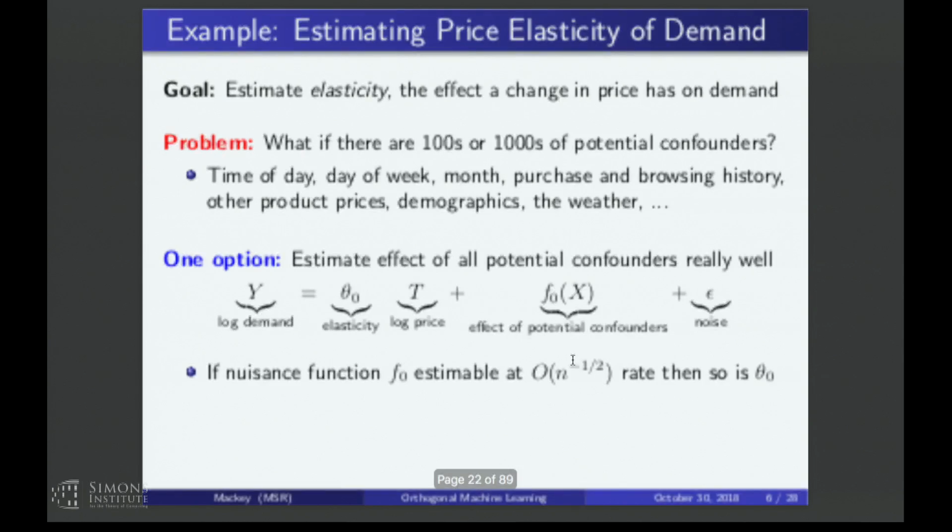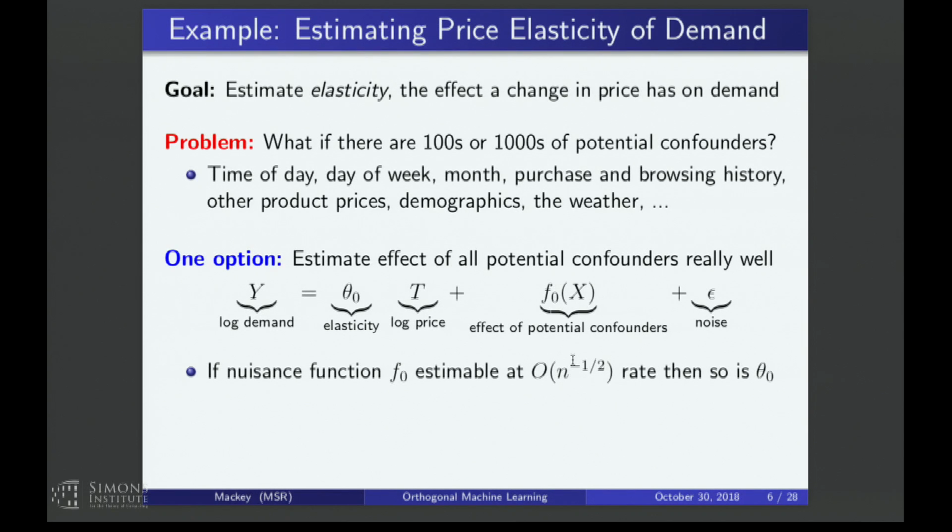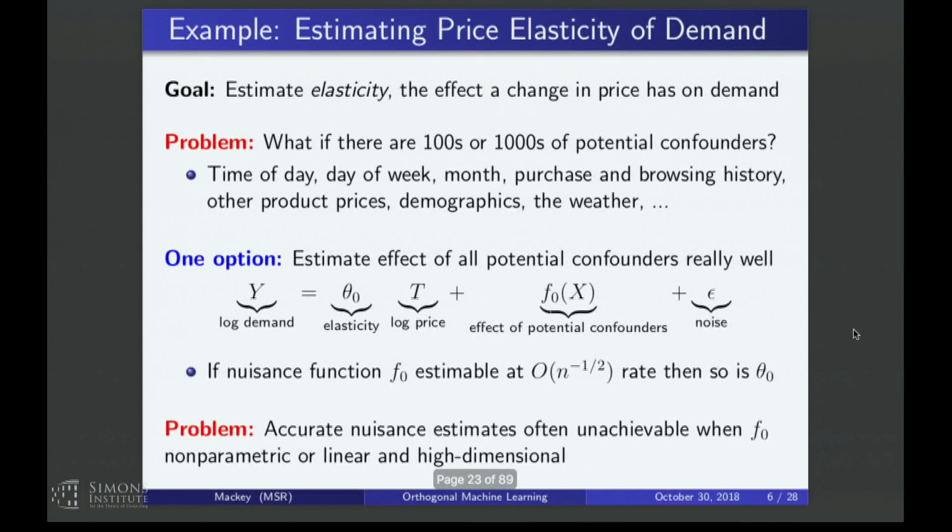What we know from standard asymptotics is that if we could estimate f0, this nuisance function, at an n to the minus 1/2 rate, then we can also get a good estimate of theta 0. So all we have to do is estimate all the effects really well, and then we'll get a good estimate of the elasticity. But that seems kind of problematic. Typically, accurate nuisance estimates are unavailable if f0 is high dimensional, say linear and high dimensional, or if it's non-parametric. So what else can we do?